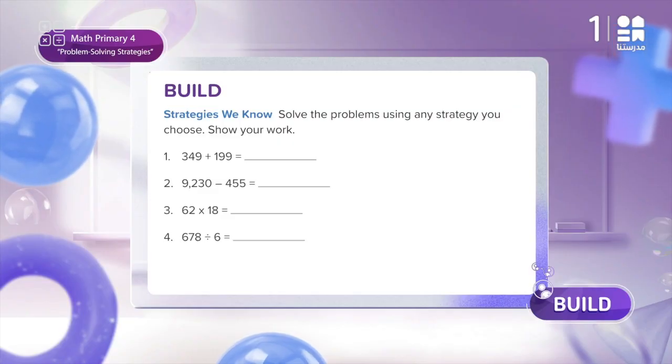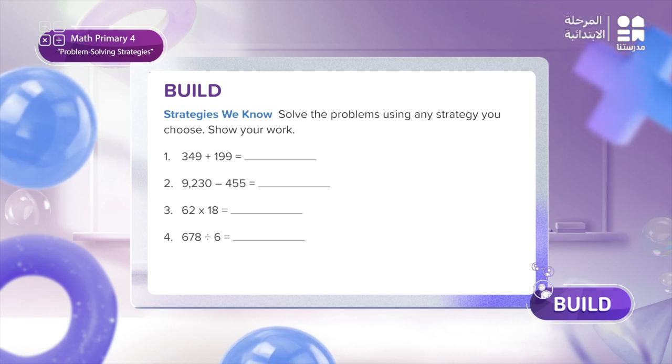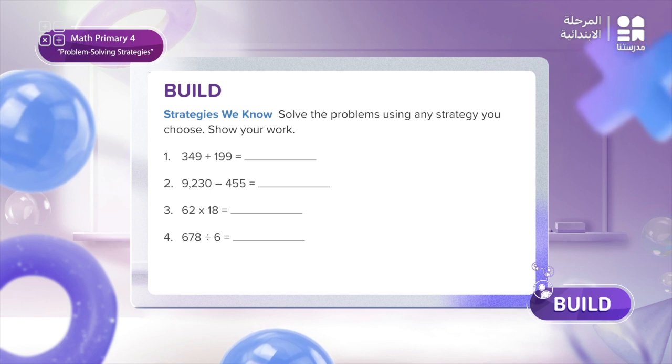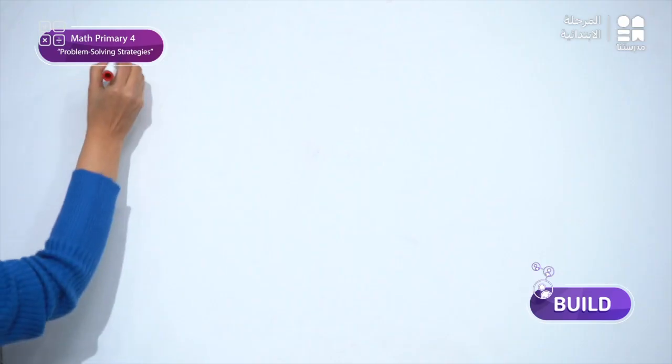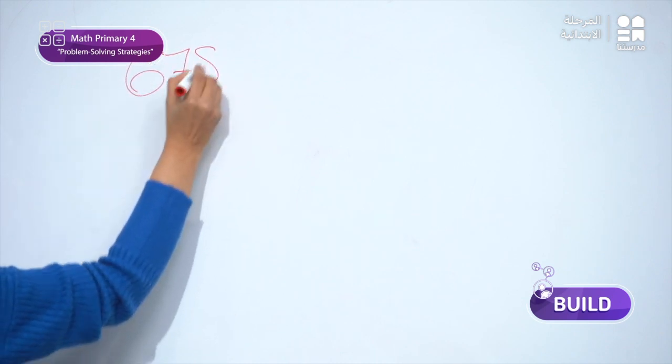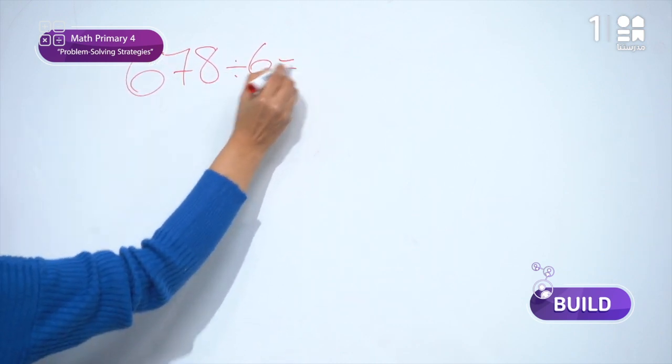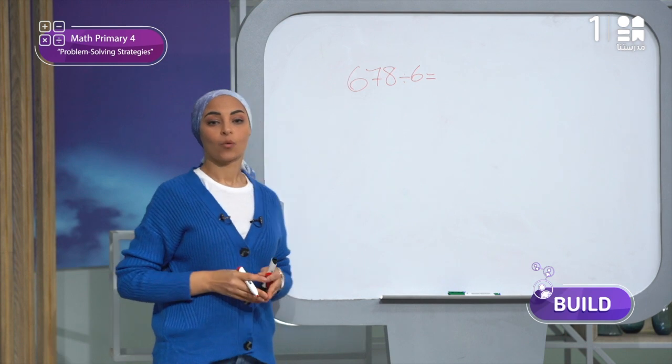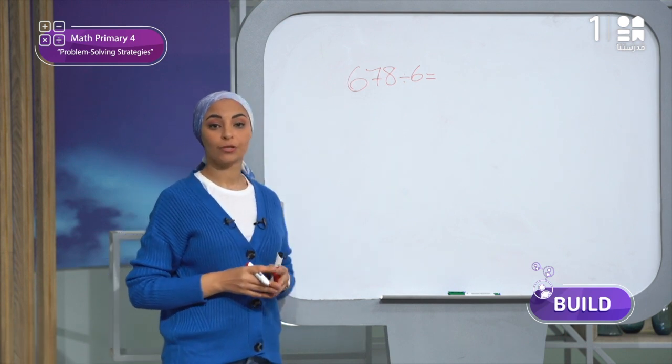Okay, let's write problem 4 all together. Here, he wants me to divide what by what? Yes, 678 by 6. 678 divided by 6. Okay, now we will divide these two numbers in division.